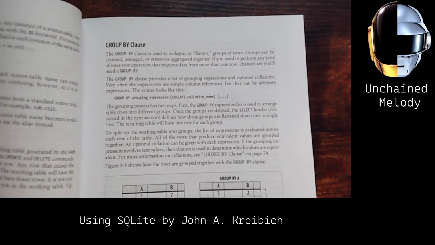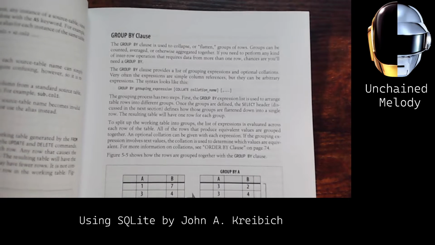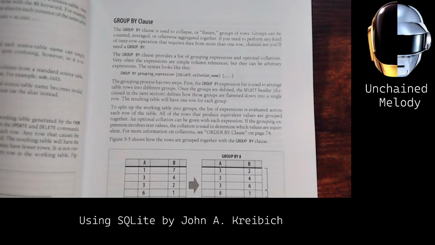Group by clause. The group by clause is used to collapse or flatten groups of rows. Groups can be counted, averaged, or otherwise aggregated together. If you need to perform any kind of inter-row operation that requires data from more than one row, chances are you'll need a group by. The group by clause provides a list of grouping expressions and optional collations. Very often, the expressions are simple column references, but they can be arbitrary expressions. The syntax looks something like this: group by, grouping expression, collate, collation name.